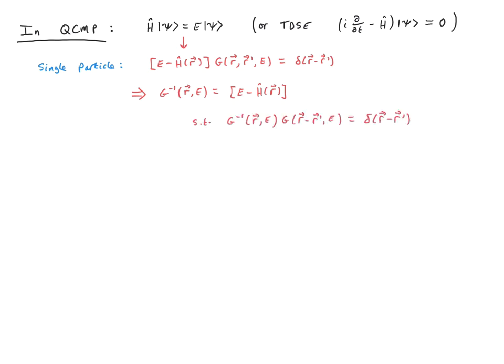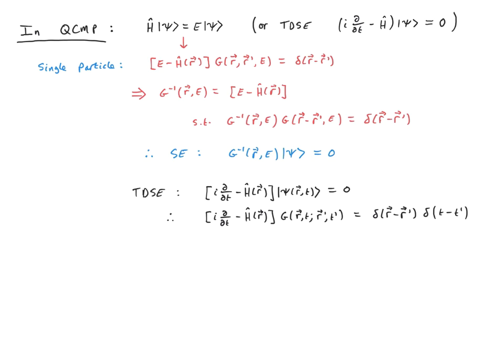This then implies that g inverse of r multiplied by g of r minus r primed is equal to the delta function r minus r primed, as desired. This is nice because it provides an alternative way of writing the Schrödinger equation. G inverse acting on the wave function psi is equal to 0. We can now play exactly the same game with the time-dependent Schrödinger equation, which I've written again here.